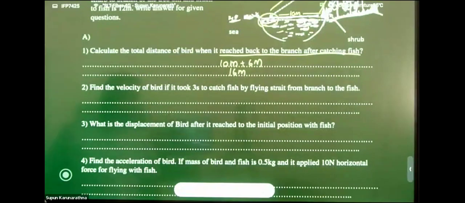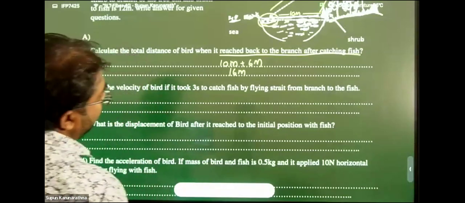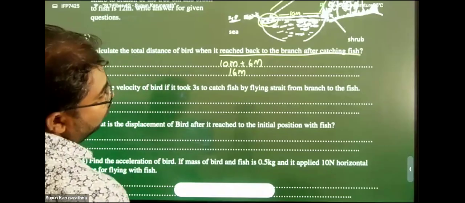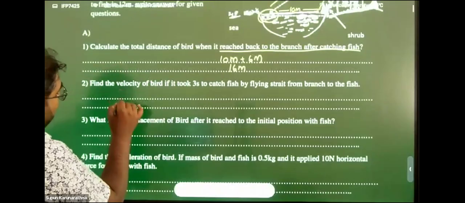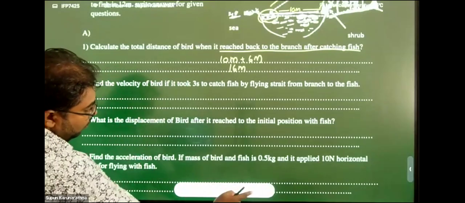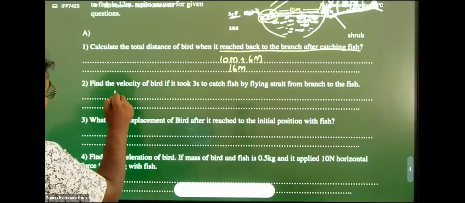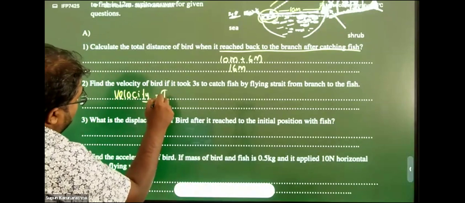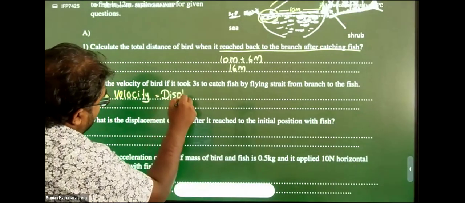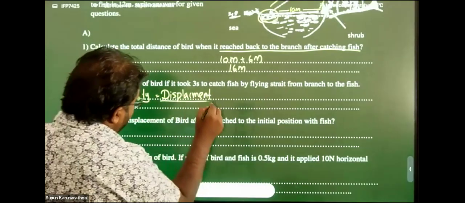The second one: find the velocity of the bird if it took 3 seconds to catch the fish after starting from the branch to the fish. It's asking about velocity. So how do we find the velocity? Velocity equals displacement over time.